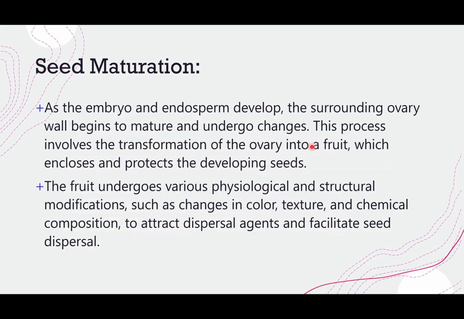So seed maturation now, as the embryo and endosperm develop, the surrounding ovary walls begin to mature and undergo changes. This process involves the transformation of the ovary into a fruit, which encloses and protects the developing seeds, right? The fruit undergoes various physiological and structural modifications, such as change in color, texture, and chemical composition to attract dispersal agents, right? So it's usually going to have different amounts of sucrose and fructose, so it can attract animals that will consume the fruit, and then through egestion, seed dispersal will occur.